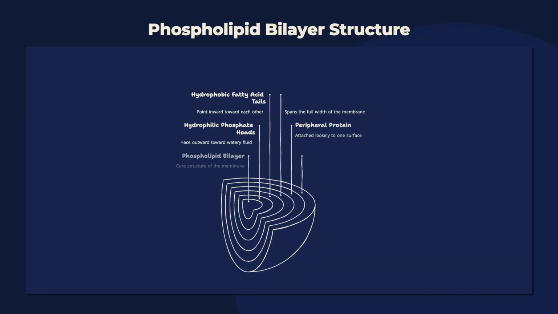The framework is a phospholipid bilayer. Hydrophilic heads face the water on both sides, while hydrophobic tails point inward, creating a self-sealing, water-repelling core. Integral proteins, including transmembrane proteins, span this framework as channels, receptors, and enzymes, while peripheral proteins attach loosely to anchor the cytoskeleton, and cholesterol wedges between the tails to keep fluidity balanced in both hot and cold conditions.